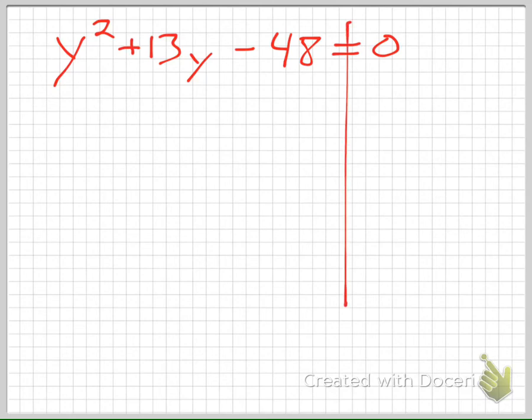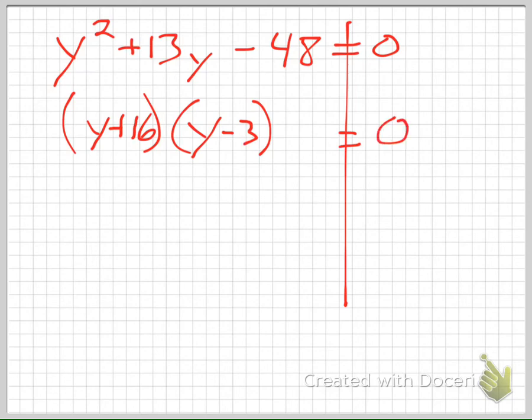Line down the equal sign, right? Line down the equal sign. What do I need to do here? You factor this. It's a quadratic, you factor it. It ended up being, what was it again? It was y plus 16 times y minus 3 equals 0.